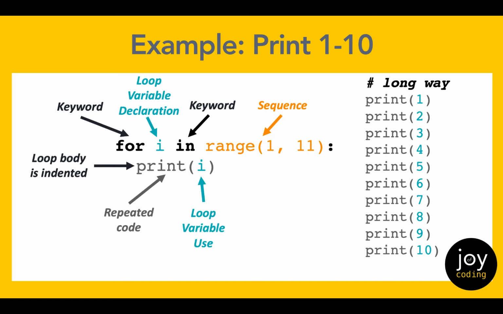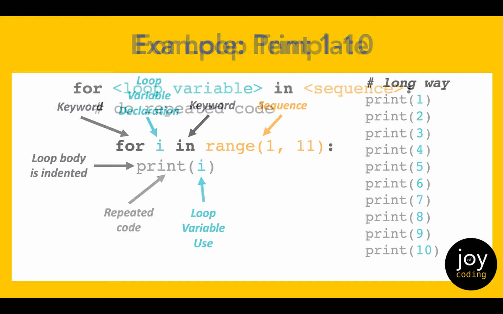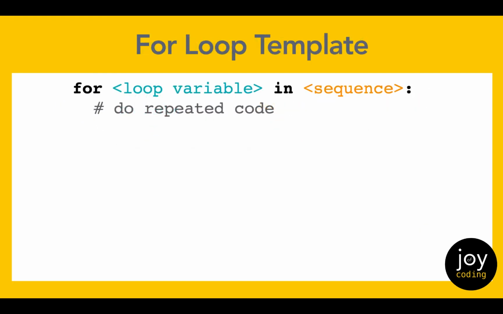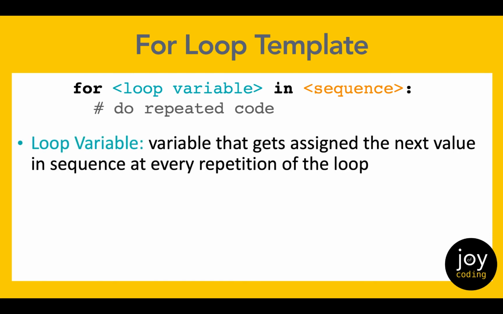So now let's take a moment and take this example and abstract it into a generic template that we can use to solve way more problems. So here is what a for loop template in Python looks like. For a loop variable in some sequence, do repeated code. Let's unpack that a little bit. The loop variable is a variable that gets assigned the next value in the sequence at every repetition of the loop. So the repeated code is going to be executed once for every element in the sequence, and the loop variable is what stores what value we're in within that sequence.